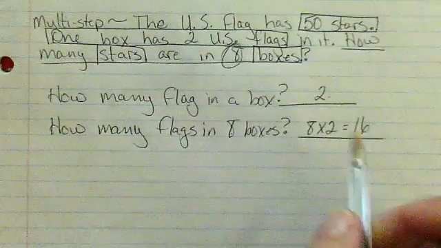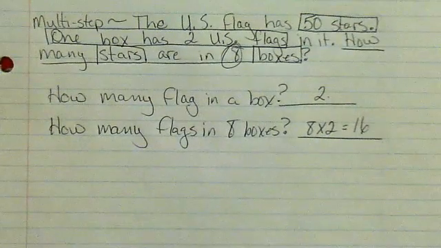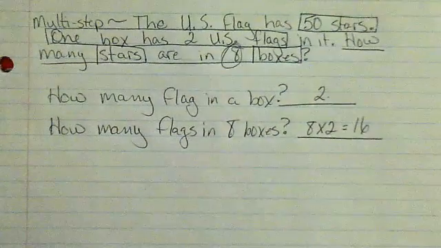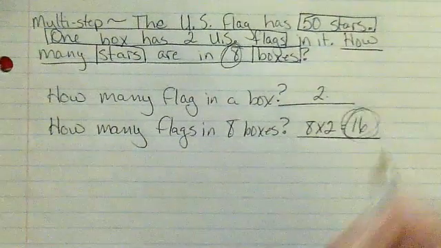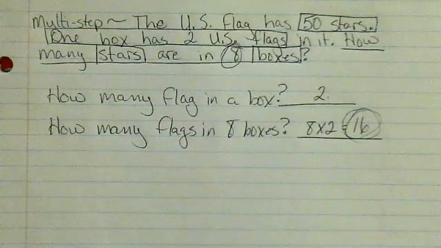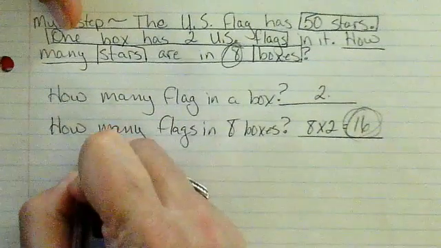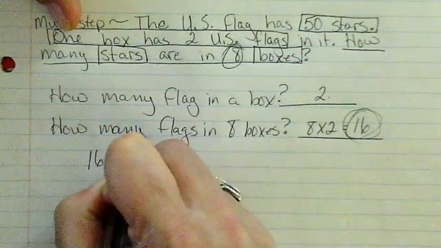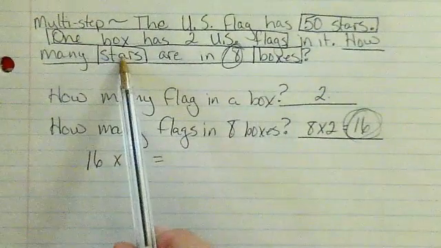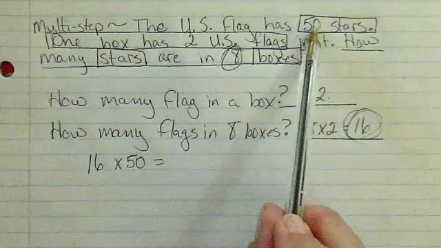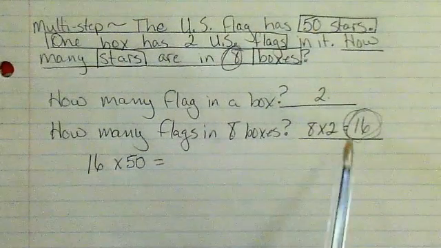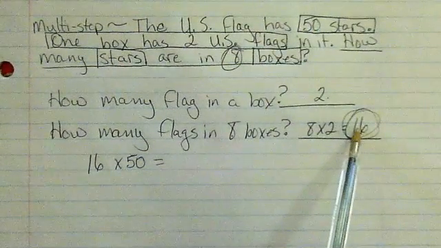Next up, it has this part right here. 16, right? And then it says number 3, multiply your product by 50 to find your answer to this question. So why am I doing 16 times 50? Well, I'm doing it times 50 because it's asking me how many stars, and there are 50 stars on each flag, and I have 16 flags.